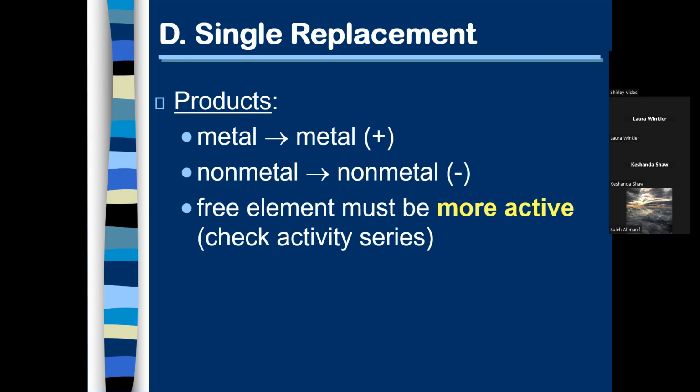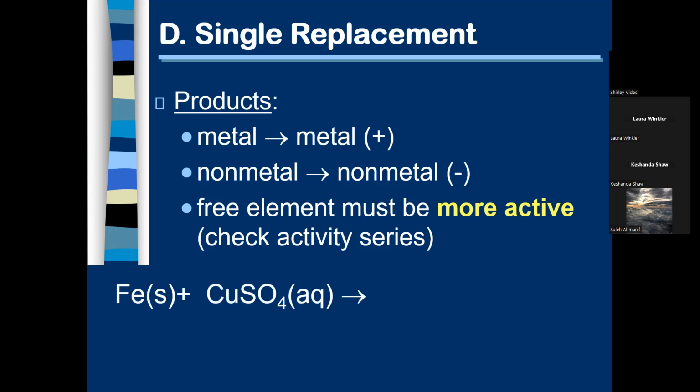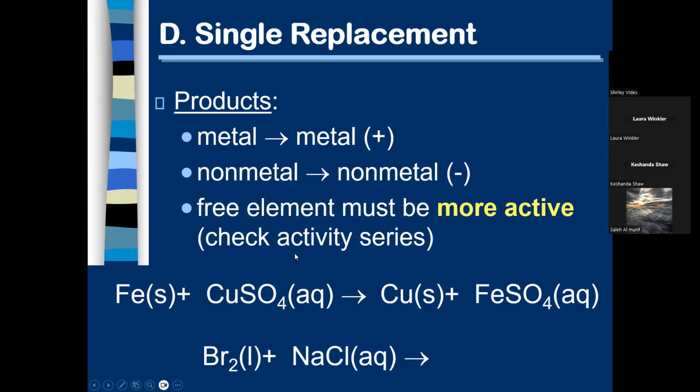So remember, it always has to be the higher one that replaces, the free element must be higher or more active. Like right here, iron replacing copper, yes. But copper replacing iron, never. Going backwards, you can't. Like right here, this is what I was telling you. Bromine is below chlorine. So bromine is not going to replace chlorine at all. You see?